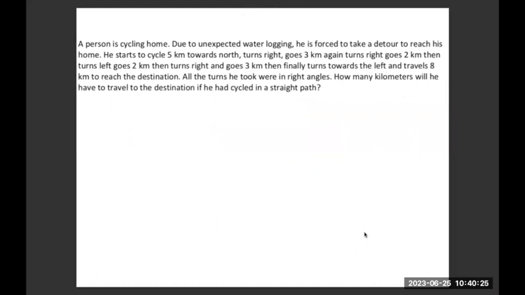This is a direction sense question. There's this guy who's cycling home. Due to unexpected waterlogging, he is forced to take a detour to reach his home. He started to cycle 5 kilometers towards north, turns right, goes 3 kilometers, again turns right, goes 2 kilometers, then turns left, goes 2 kilometers, then turns right and goes 3 kilometers, and then finally turns left and travels 8 kilometers to reach the destination. All the turns he took were right angles.